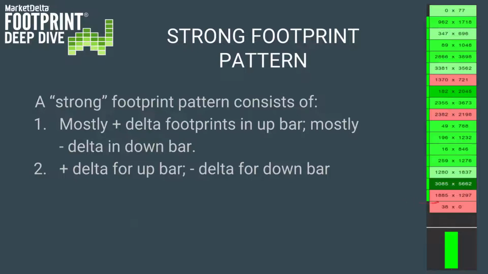Well, forget the footprints for a moment and just look at the candle portion. Remember this little edge on the left of the bar? That's your candle body.